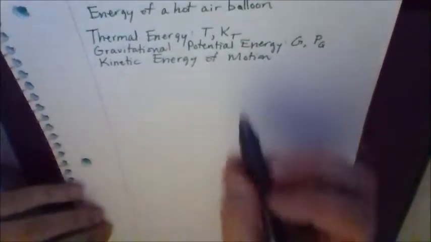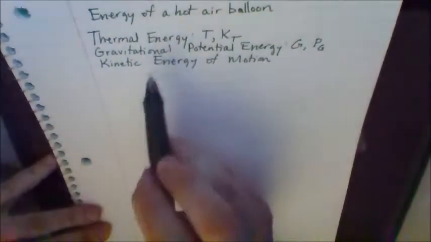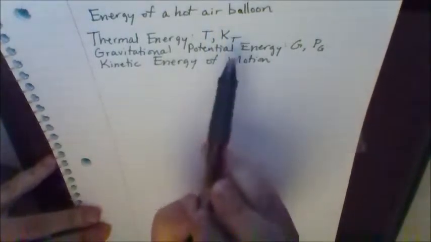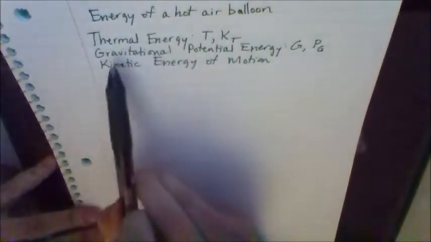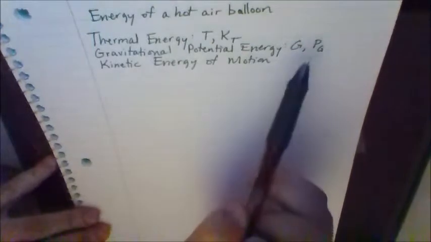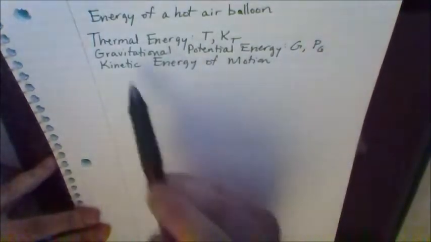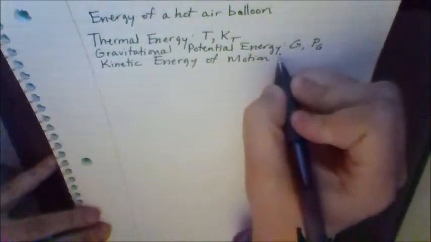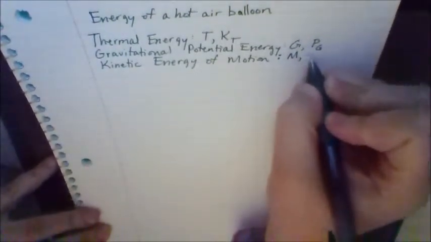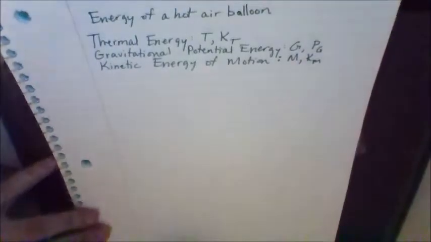To go ahead and look at the example of a hot air balloon as we've looked at in class. So we're going to look at three different types of energies: thermal energy, gravitational potential energy, and kinetic energy of motion. I have these written here, and thermal energy we are representing with a T or a KT, K meaning kinetic. Gravitational potential energy is represented by a G or a PG, the P being potential, or kinetic energy of motion, which we're going to represent with either an M or a KM, since it is a type of kinetic energy.